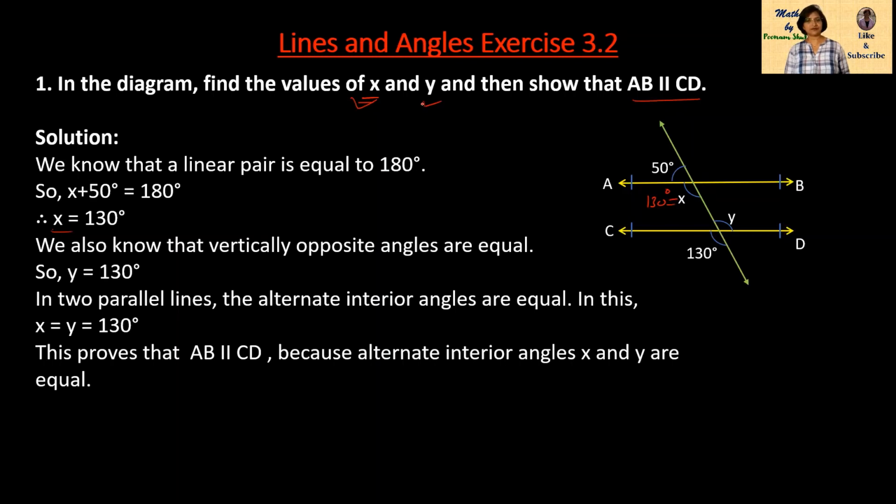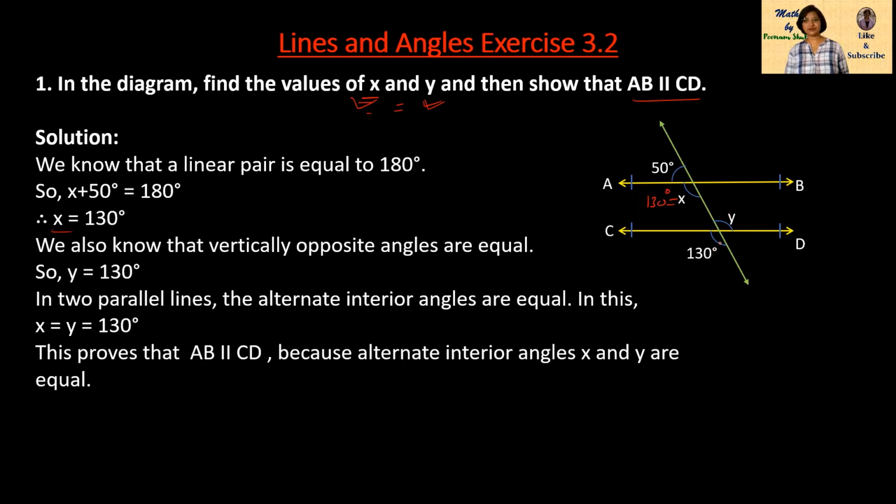So after finding the value of y, if these two values are equal, then it could be proved that these two lines AB and CD are parallel. So here how will we do? We also know that vertically opposite angles are equal. So these are the vertically opposite angles, as I told you in previous videos. If you didn't watch my previous video or you don't understand, watch it. If you still don't understand, then write to me in the comment box, and I'll explain it again in another video.